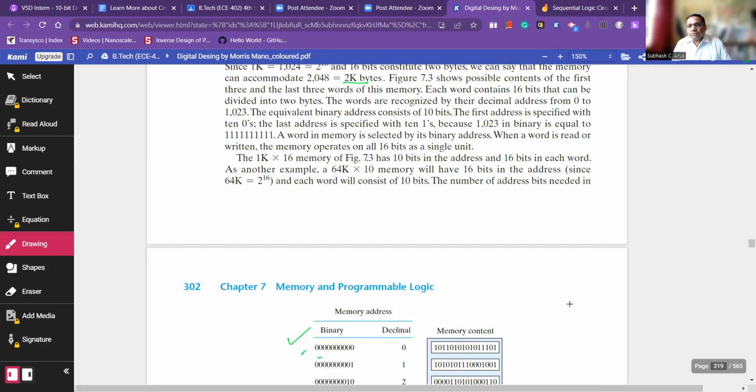Figure 7.3 shows possible content of the first 3 and last 3 words of this memory. Each word contains 16 bits that can be divided into 2 bytes. The words are recognized by their decimal address from 0 to 1023. The equivalent binary address consists of 10 bits.